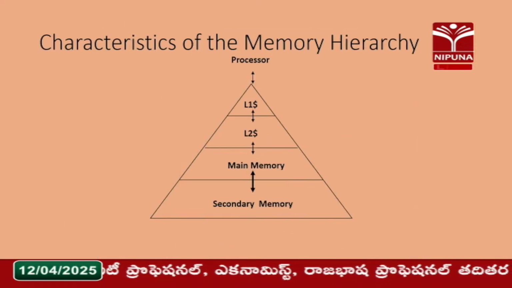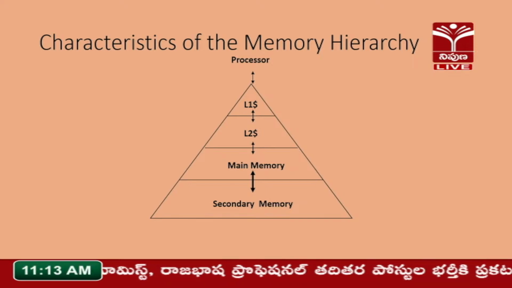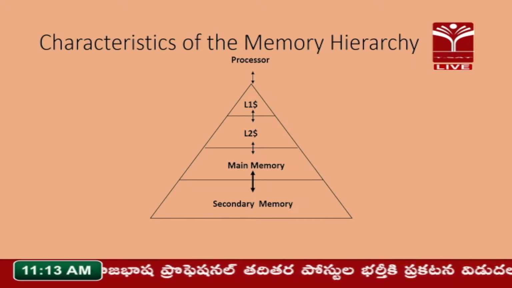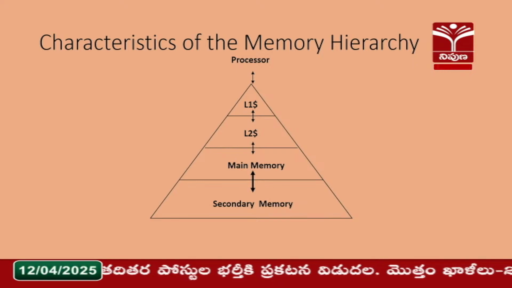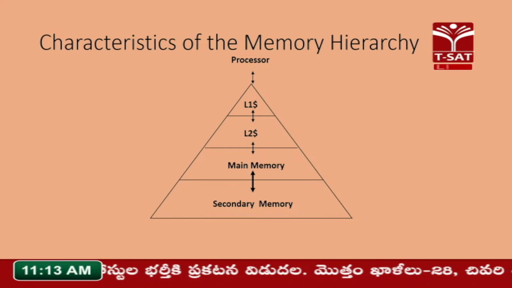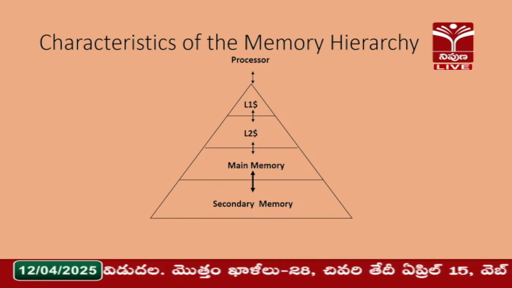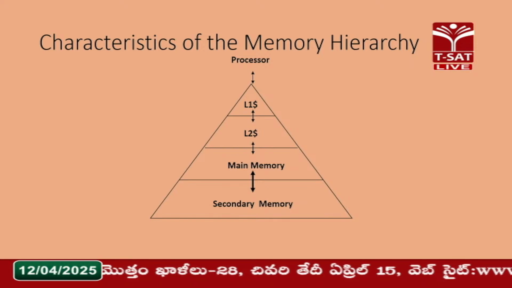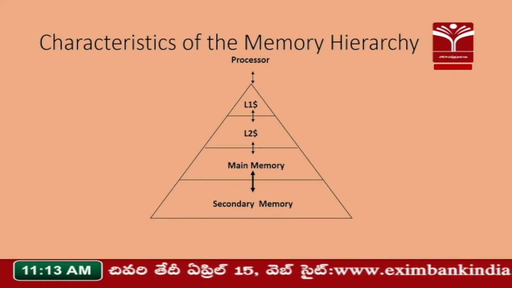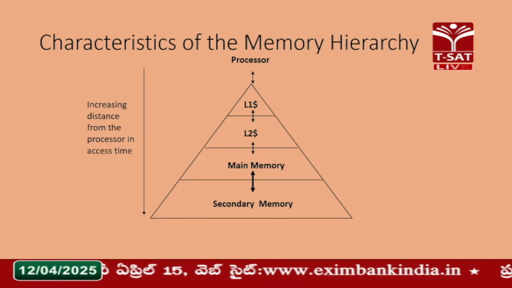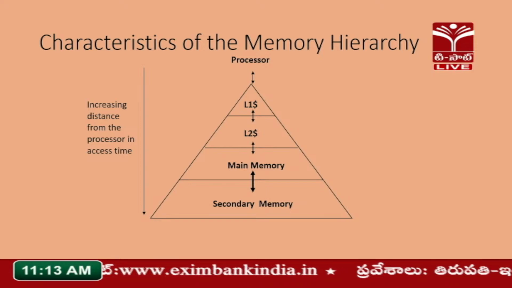This is another way to look at the same diagram, in a pyramid structure. You have the processor on the top. The L1 cache is the closest one, and the L2 cache is the next level. Nowadays some of the major processors have an L3 cache also, which is a third level, but in this case I'm just showing an example of L1 and L2 only, and then the main memory and then the secondary memory. So this is increasing distance from the processor, and increasing distance means more access time.